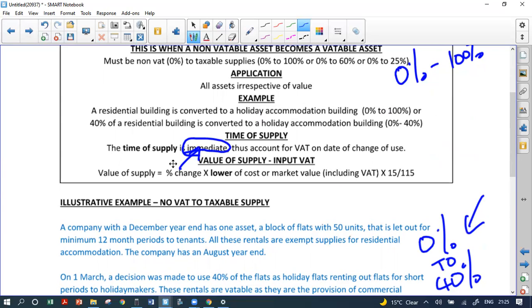And what is it? Okay. Guys, it depends on whether it's an input or an output. Now with this one, it's an input. I didn't claim anything when I bought it. Therefore, I want to claim input now. I'm going from 0% to 40. So it always works on the screw the taxpayer principle.